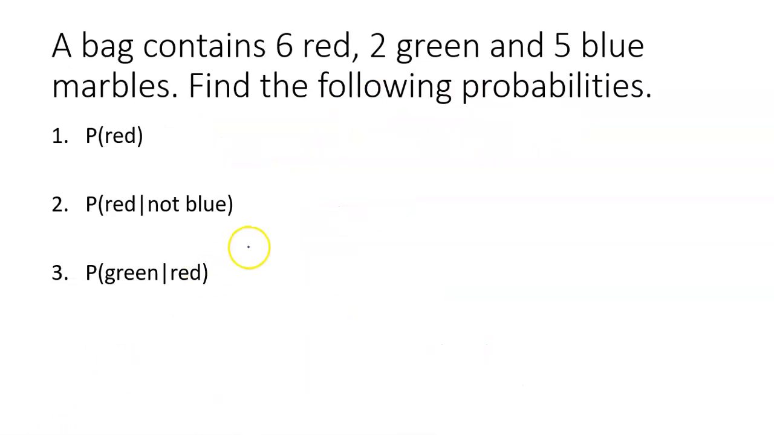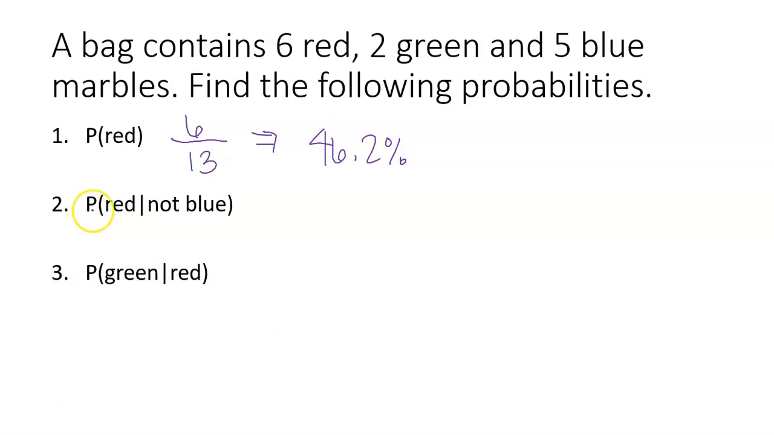All right. A bag contains 6 red, 2 green, and 5 blue marbles. Find the following probabilities. What is the probability that the marble I draw would be red? There are 6 red out of 13 marbles, since 6 plus 2 plus 5 is 13. So 6 out of 13 is the probability of just reaching in and grabbing a red marble. Again, not a conditional probability, but 46.2%.